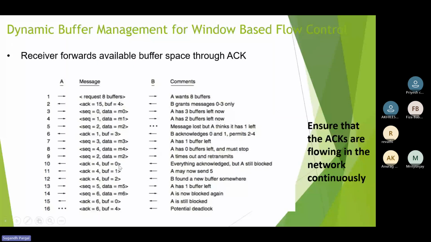So now the receiver end will acknowledge 4 and say the buffer space is 0. Then again it acknowledges 4, but it says the buffer space is 1 because the data is now received and the buffer is empty. Then in this way the flow continues.